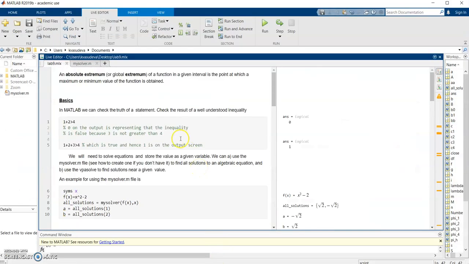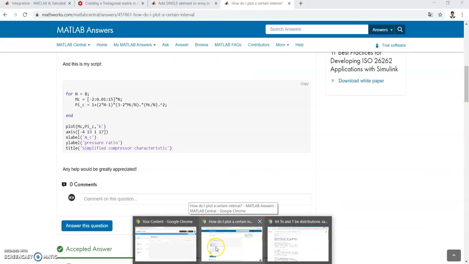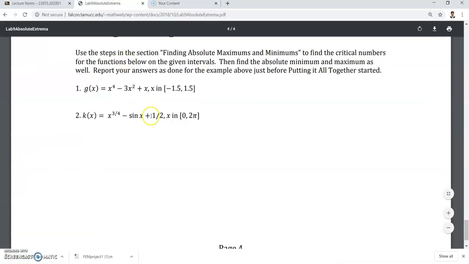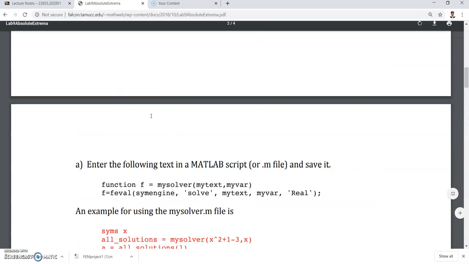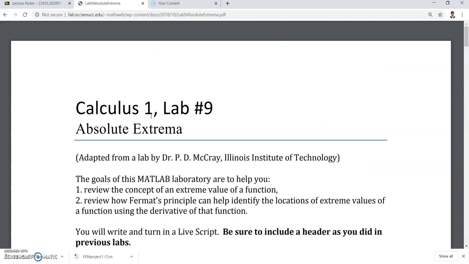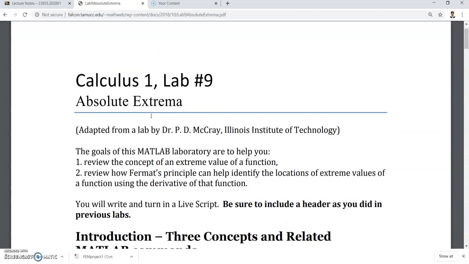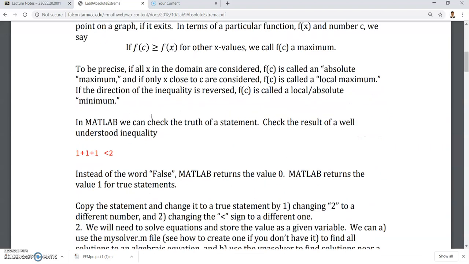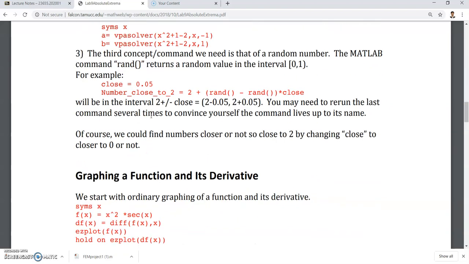Hello all. Today we are on lab 9. So let's go back to our lab manual. Lab 9 is on absolute extrema. There are a few basic things that we must know, and then let's get on to our actual stuff.